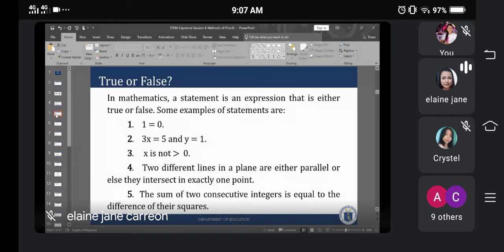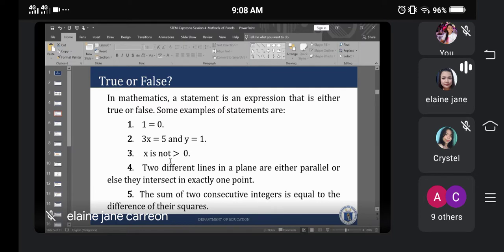In our mathematical investigation, we are trying to prove if the formula is true or false. In mathematics, a statement or a conjecture is an expression that is either true or false. Some examples of statements are: 1 is equal to 0. Of course, we all know that it's not true, it is false. 3x is equal to 5 and y is equal to 1. These are just examples of mathematical statements. They may be true or false.